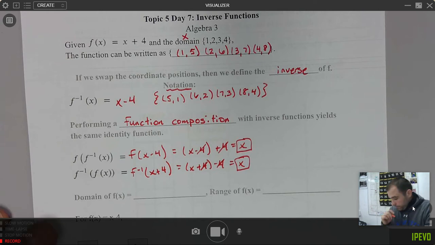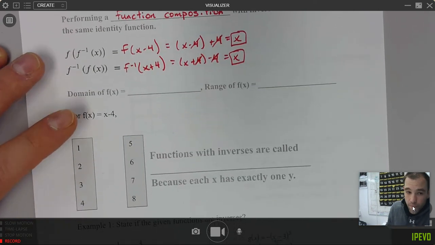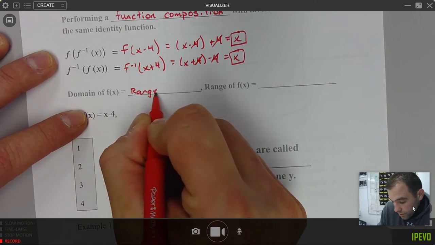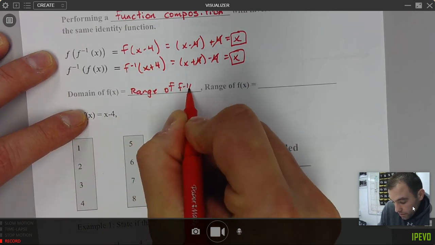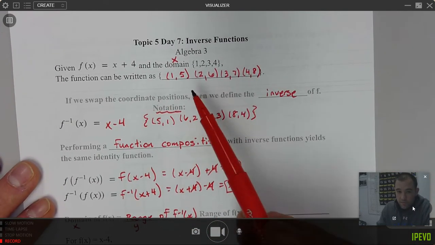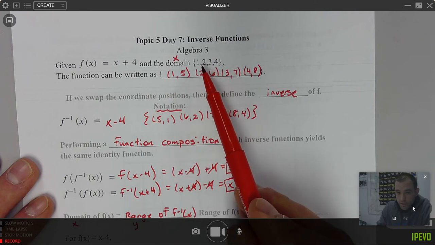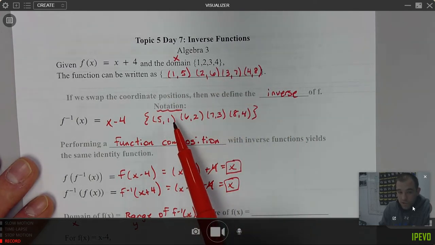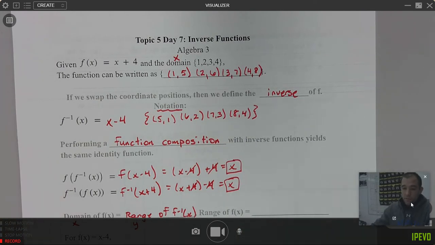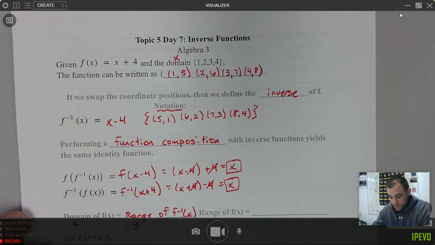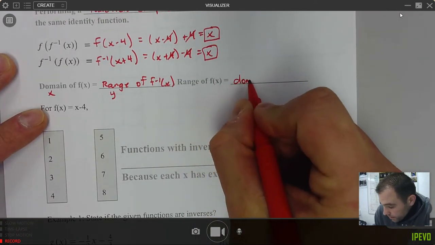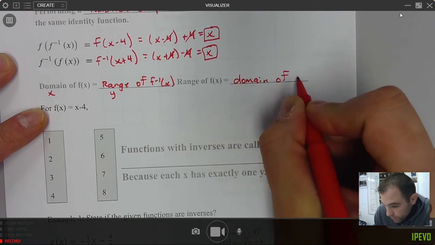So the next thing: the domain of f of x equals the range of f inverse. Remember, domain is all the x's, range is all the y's. And we just did that right here. The domain of this one, 1, 2, 3, 4, equaled the range of this one, 1, 2, 3, 4. So the domain of the original is the same as the range of the inverse. And the same thing is also true: the range of f of x is the domain of the inverse.